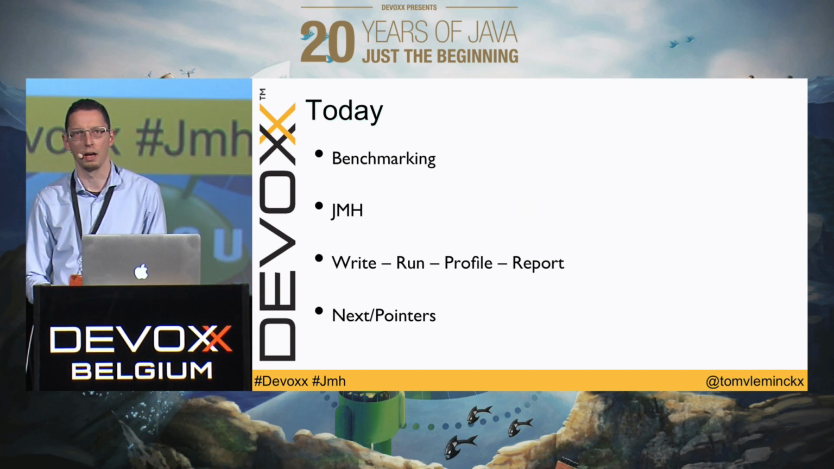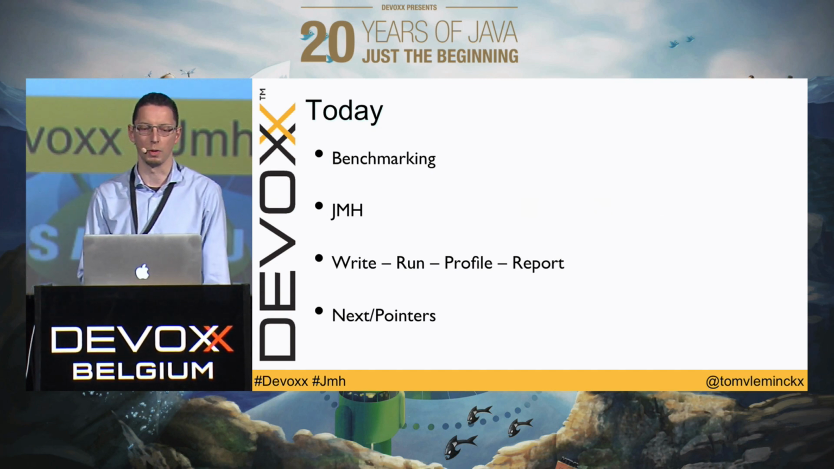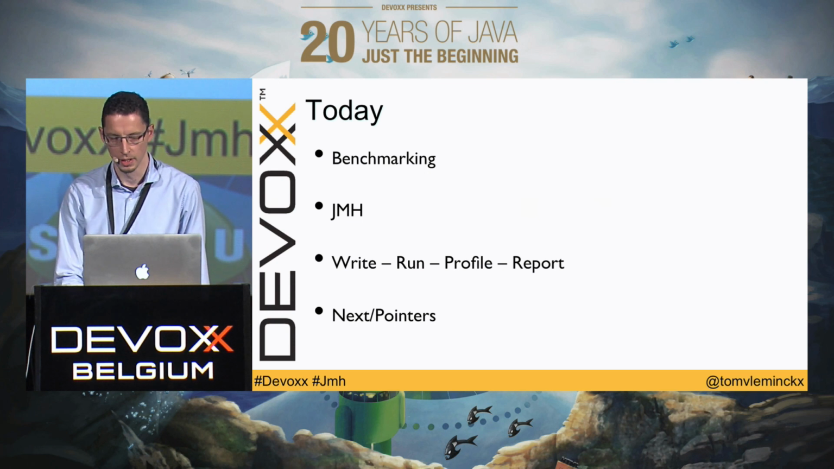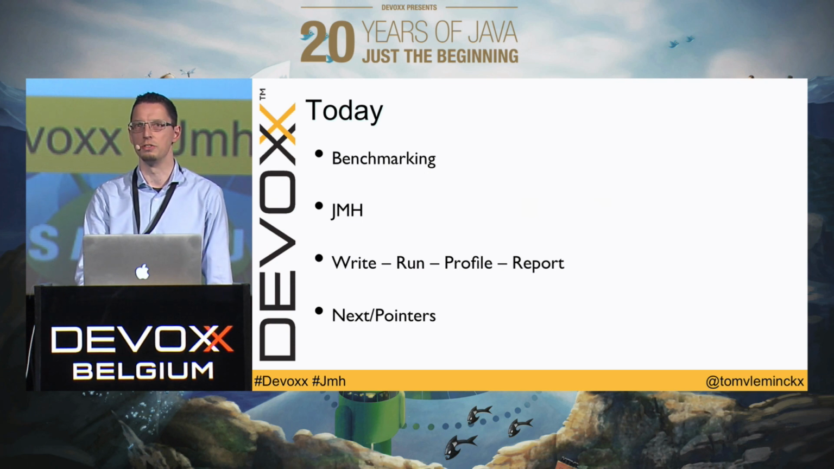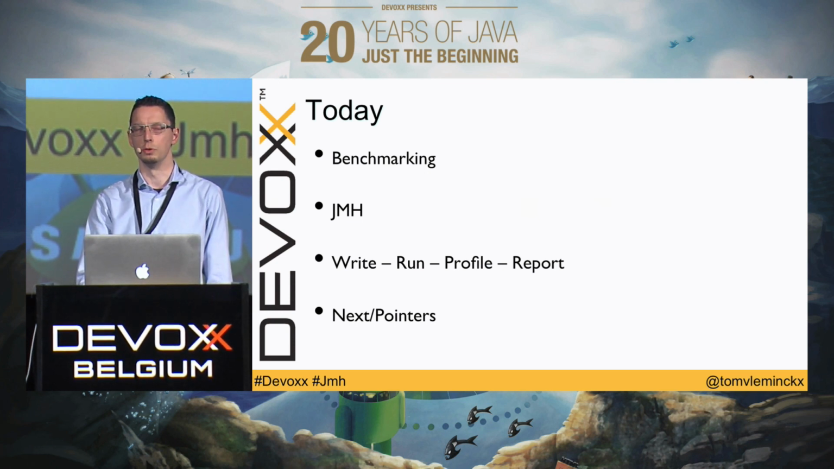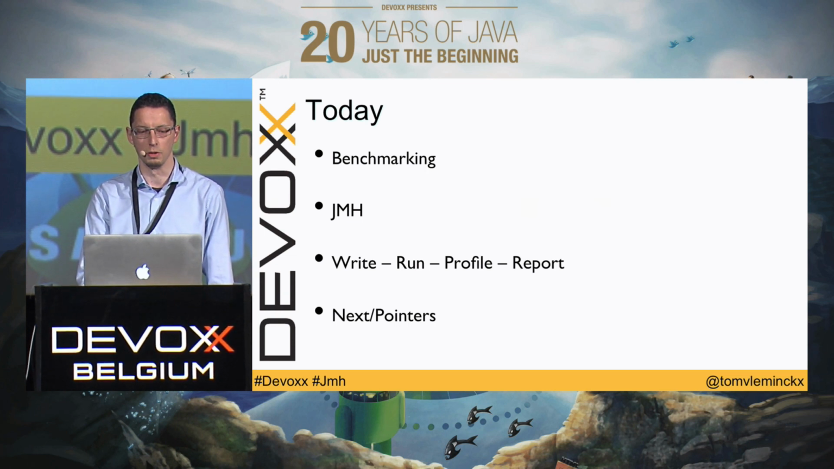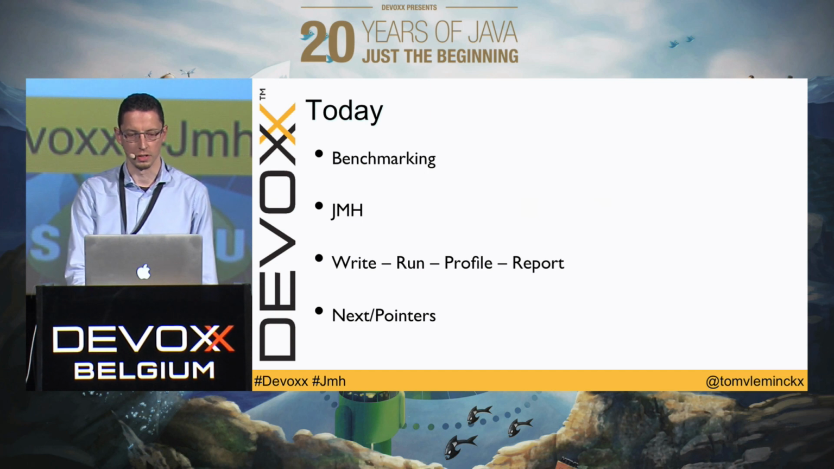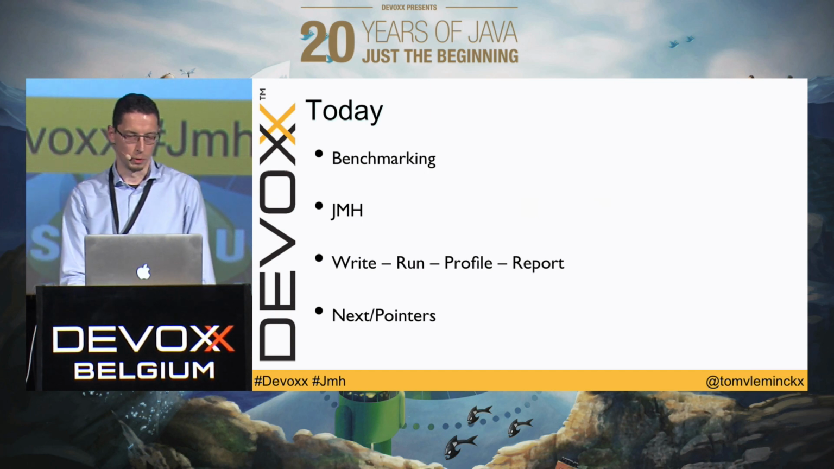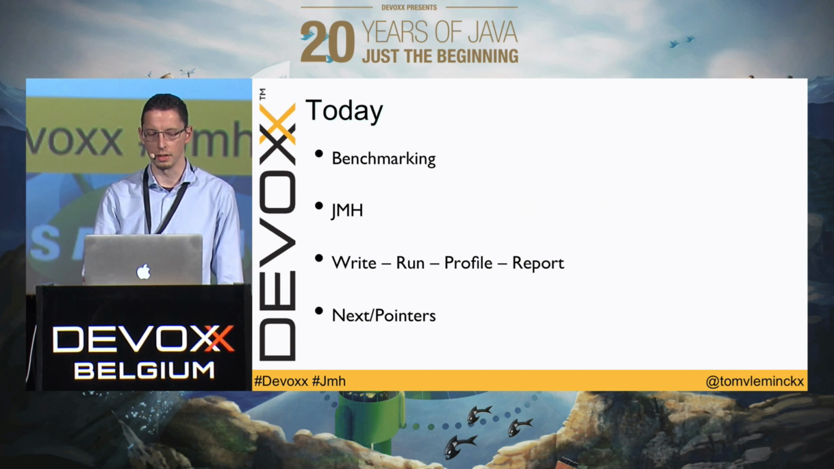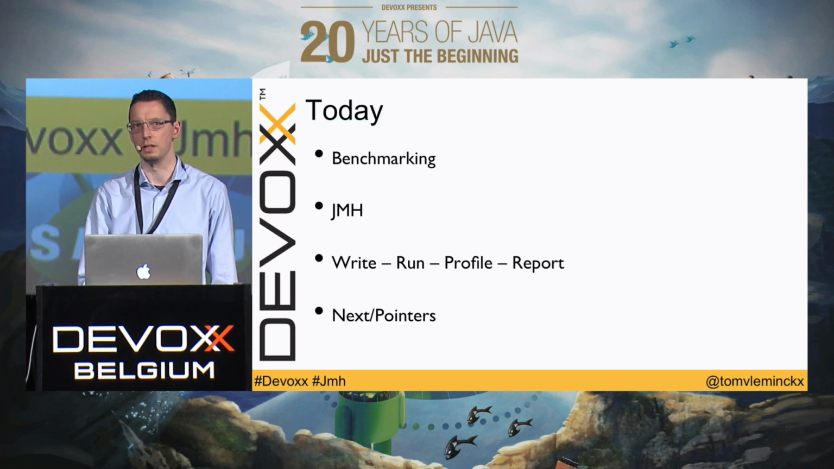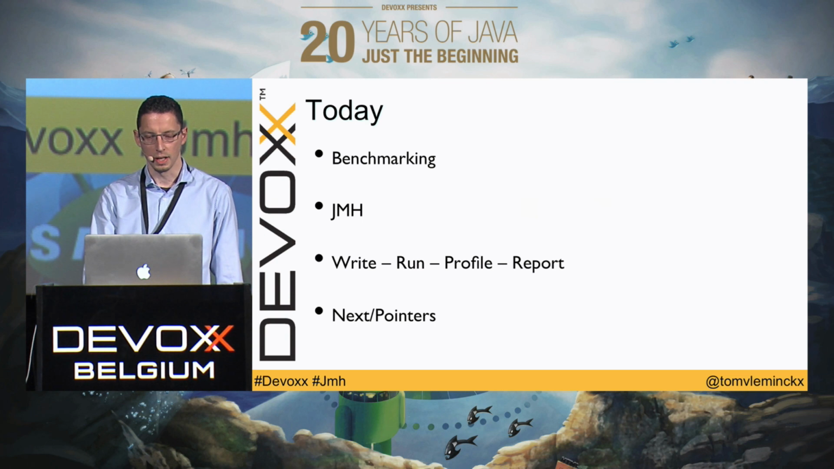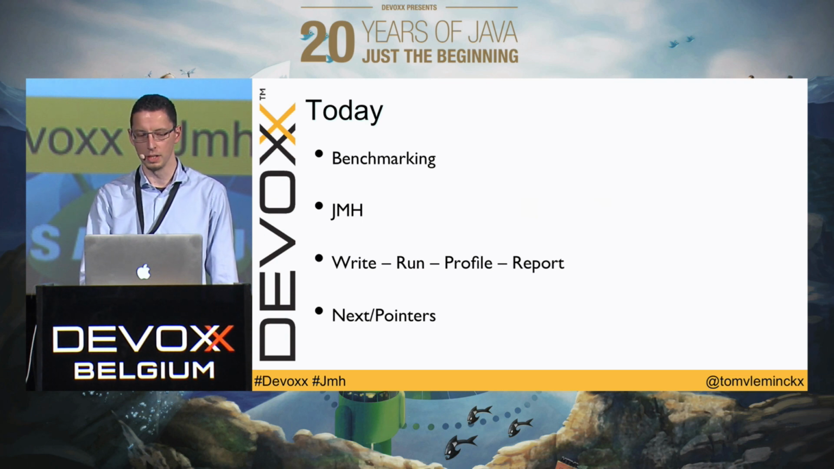We quickly have some reasoning about why you should write benchmarks. And then we immediately jump to a nice way to do these benchmarks, and that's by using an OpenJDK tool called JMH. We'll go through a cycle of writing a benchmark, running it, seeing to which extent we can leverage profilers, and we look at the reporting capabilities.